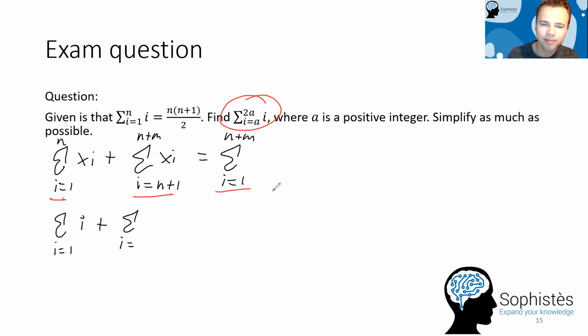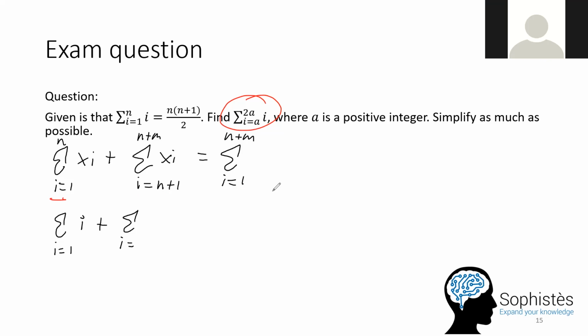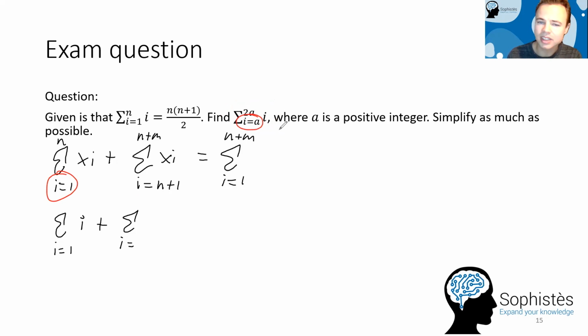Anyone have an idea? Is it the first one? The first one starts at 1, right? But this one doesn't start at 1, so it cannot be the first one. All right? So it has to be the second one. Do you see that? So the n plus 1 is A. That's the only option. So n plus 1 is A. Do you see that?